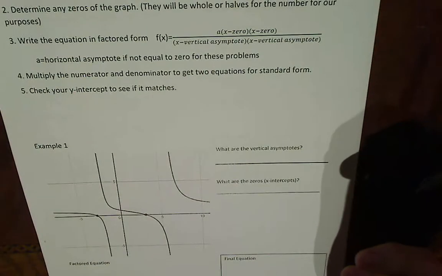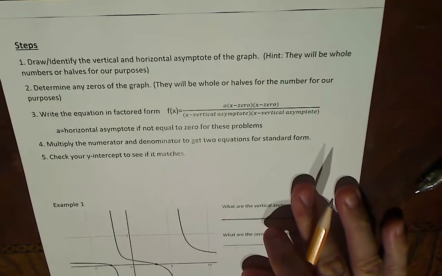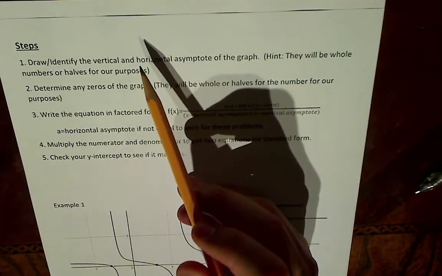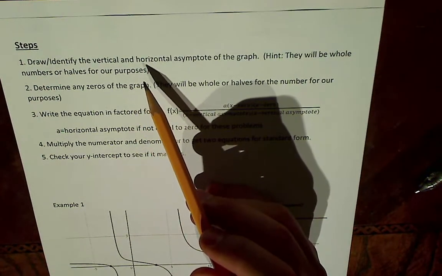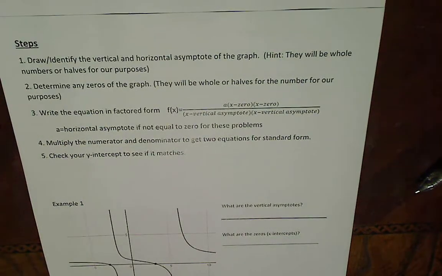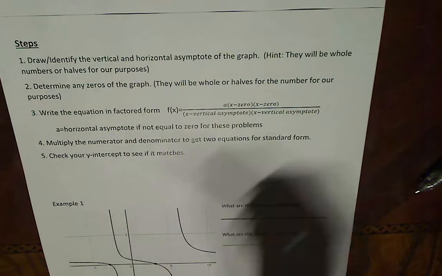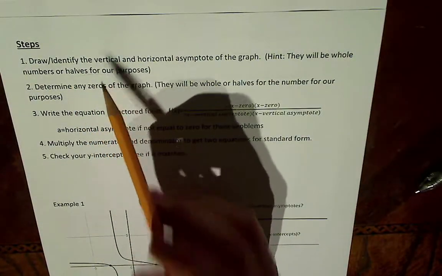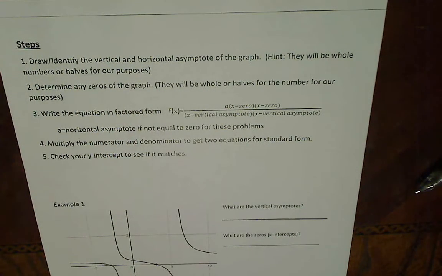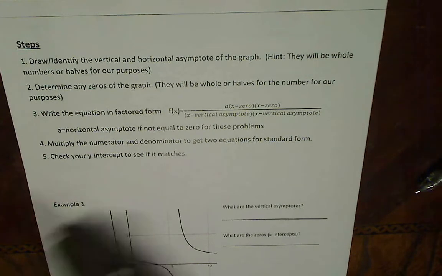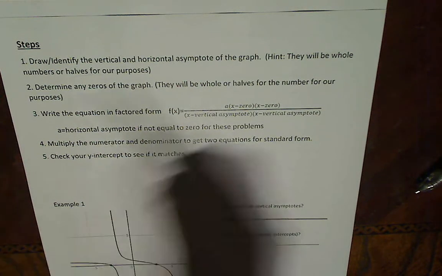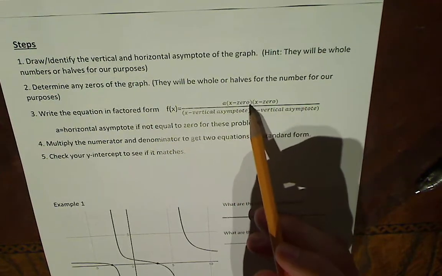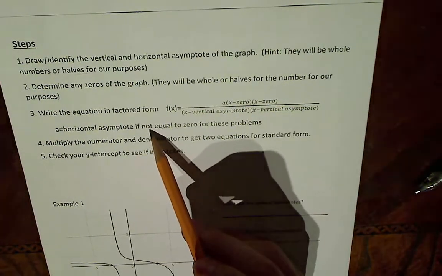There are a couple of steps. First, we want to be able to identify the horizontal and vertical asymptotes, and I'm going to show you how to do that in a second, because they're not always going to be given to you. For our purposes, we're going to be using whole numbers or halves. So if something looks like it's halfway, or it's not on an actual line, then it's going to be a 0.5, or one half. We'll determine the zeros of the graph. Again, those will be wholes or halves depending on how it's written. And then we'll use all those to fill out this formula or setup.